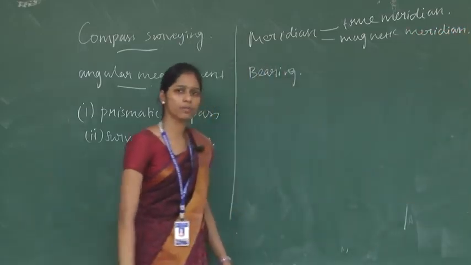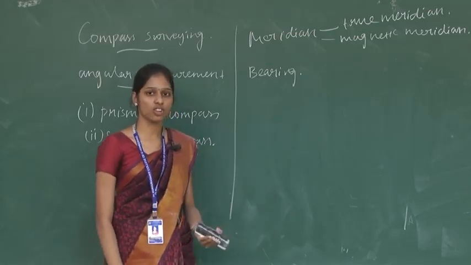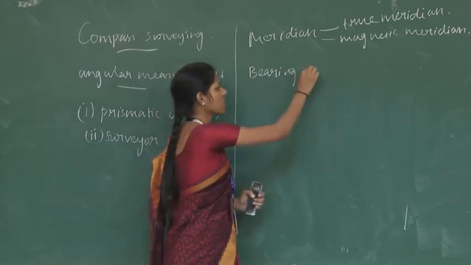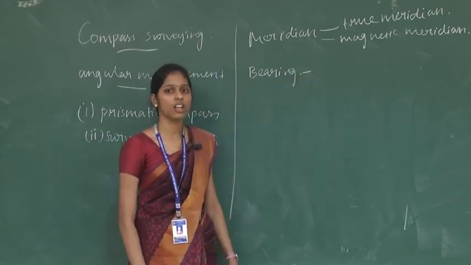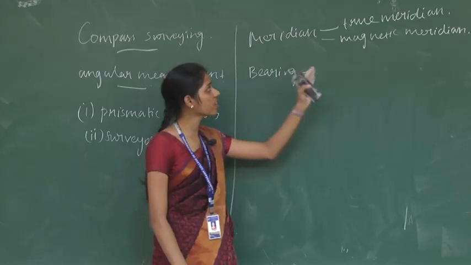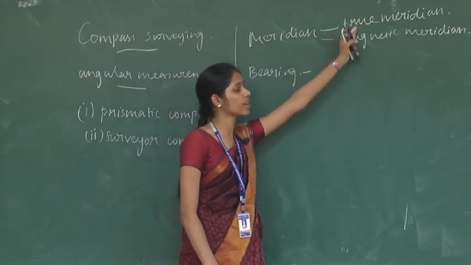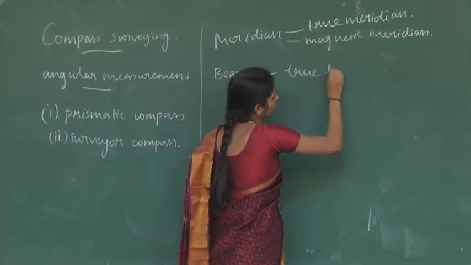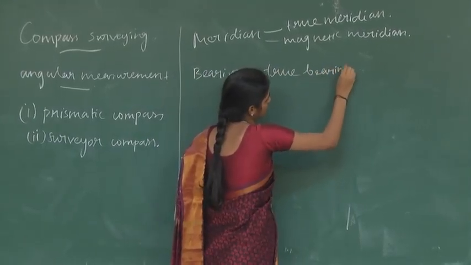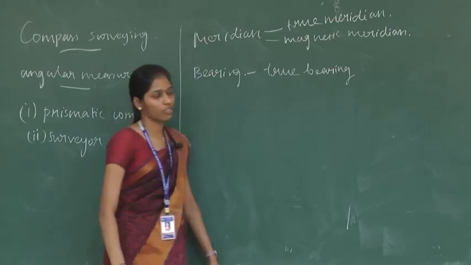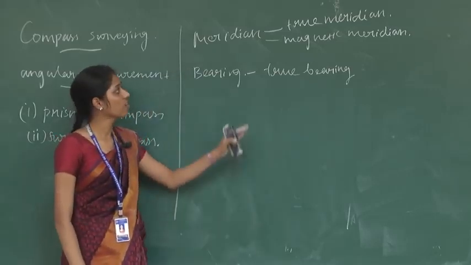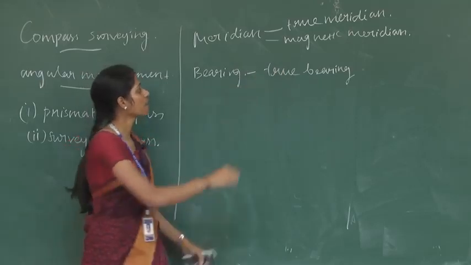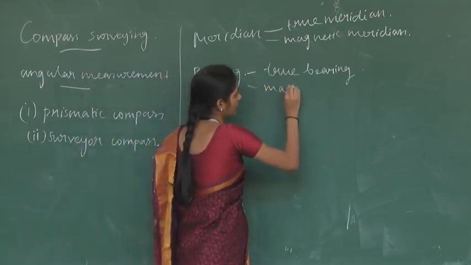Then what is meant by bearing? Bearing is the horizontal angle measured from the north. If you are measuring the horizontal angle with reference to geographical north, that means the true meridian, then it is said to be a true bearing. If you are taking the horizontal angle from the magnetic meridian, that is magnetic north, then it is said to be a magnetic bearing.